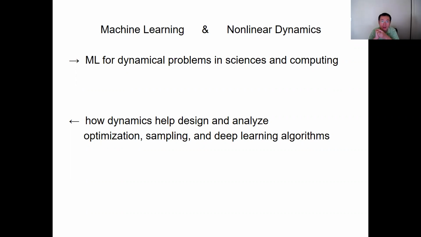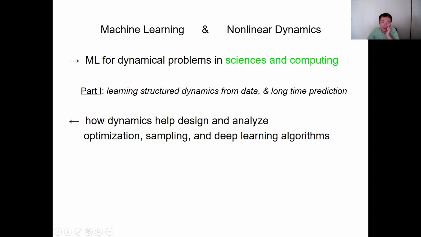To see why there could be a lot of interactions, if you go in the left to right direction, you can actually use machine learning methods to solve dynamical problems in sciences and computing. And in fact, as the first part of my talk today, I'll showcase one example. Basically, I will be given data, and then I'll try to learn structured dynamics out of the data and use what I have learned to make long-time predictions. So this is actually, in some sense, solving scientific problems, because you may not know the science behind the system. You just have observational data, but by learning this dynamics, you can extract the science from the underlying process and make long-time predictions.